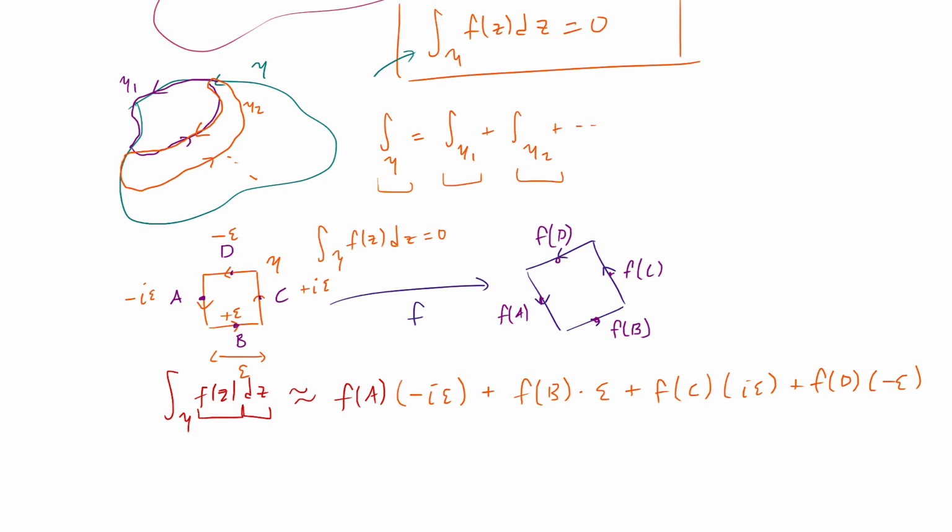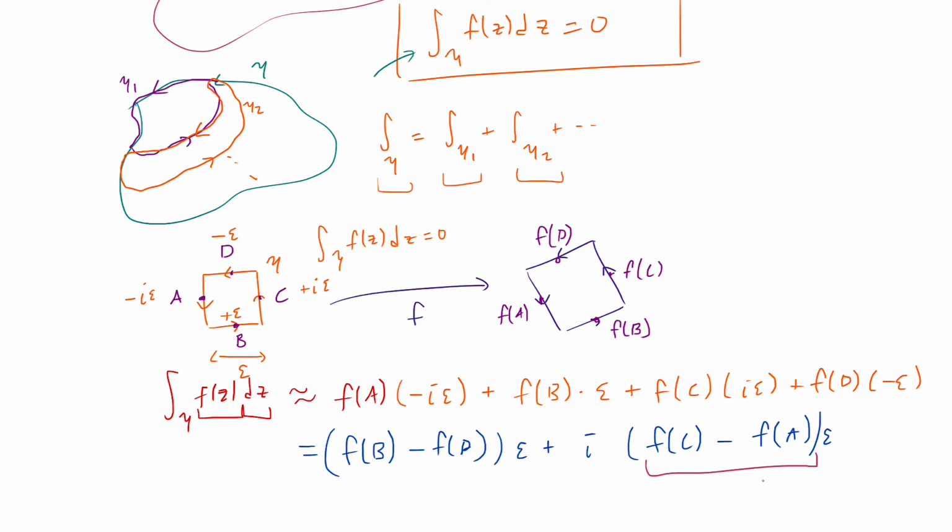If I look at the real and imaginary parts here, the real part is f of b minus f of d times epsilon, and the imaginary part is f of c minus f of a times epsilon. Now let's look at f of c minus f of a. That's a vector going from f of a to f of c right here. And f of b minus f of d is a vector going from f of d to f of b, looking like this.